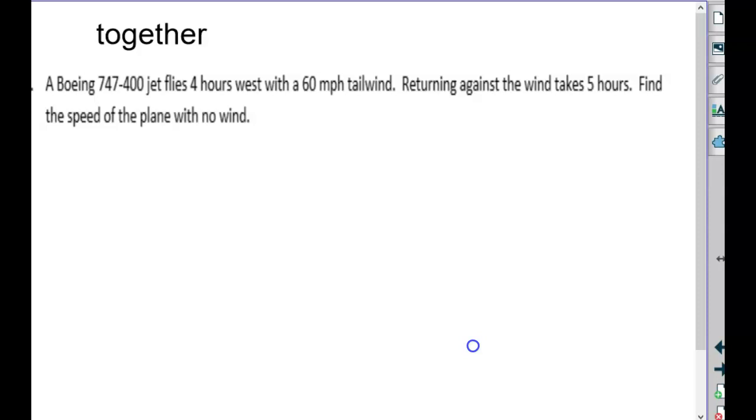All right, one more, rate, time, distance, except this one is kind of like what? If you read this question, this is number 4, Boeing 747-400 jet, and that's all its name. It's not any numbers we need. Flies 4 hours west with a 60-mile-an-hour tailwind. Returning against the wind takes 5 hours. Find the speed of the plane with no wind.